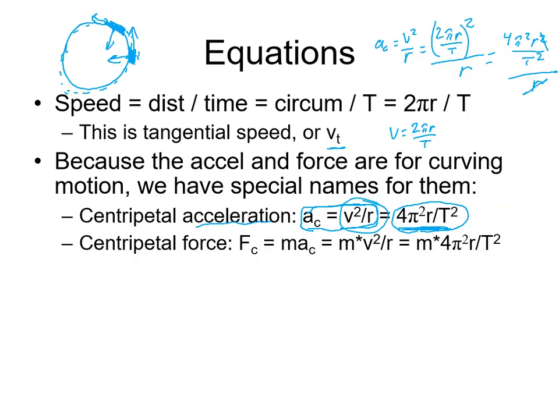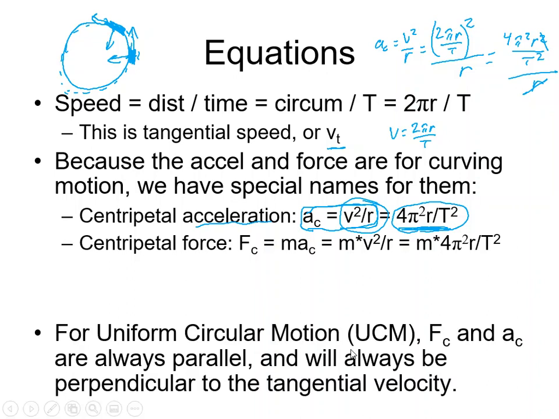Okay, now we will be using uniform circular motion here. That just means we're going to keep it nice and easy. So for uniform circular motion, centripetal force and centripetal acceleration are always going to be parallel. We'll learn more about centripetal force in just a moment. And they will always be perpendicular to the tangential velocity, as I was drawing here. This guy is the velocity, and then this guy here is the acceleration, centripetal acceleration. Also the direction of the centripetal force.